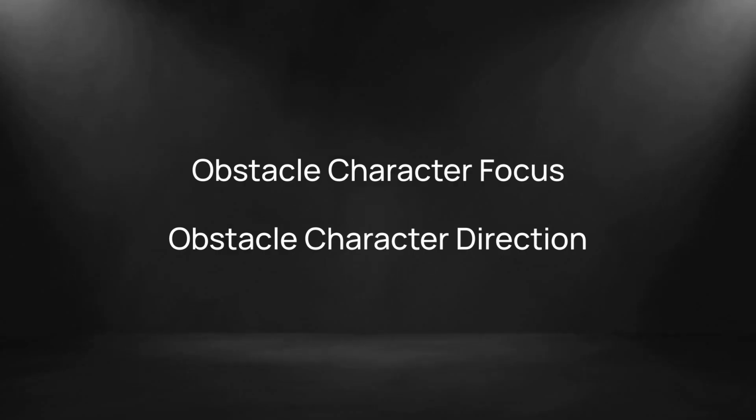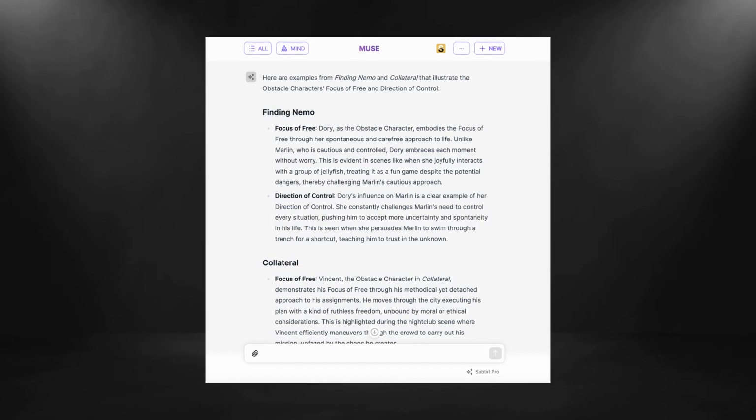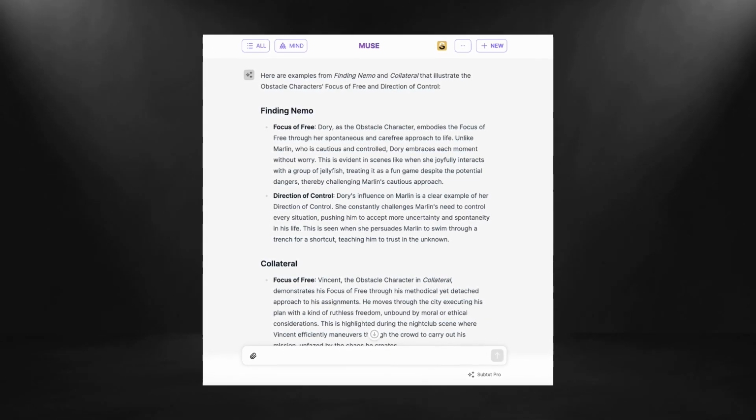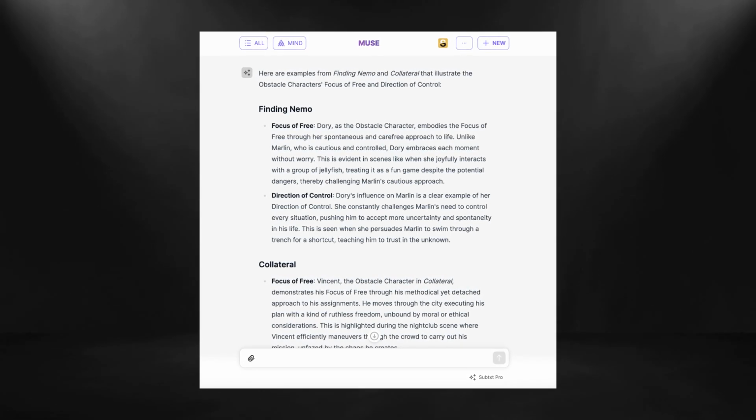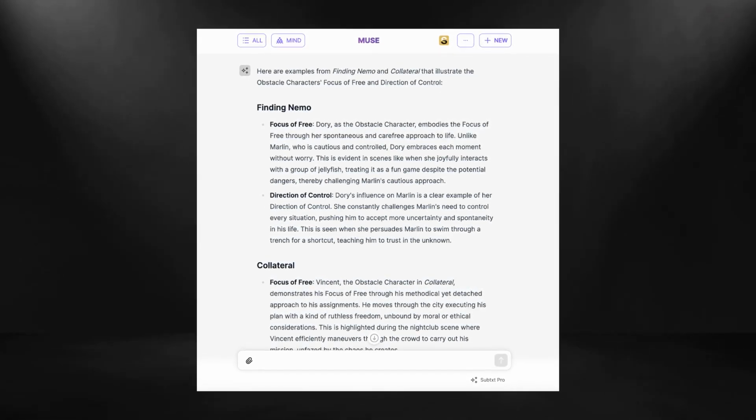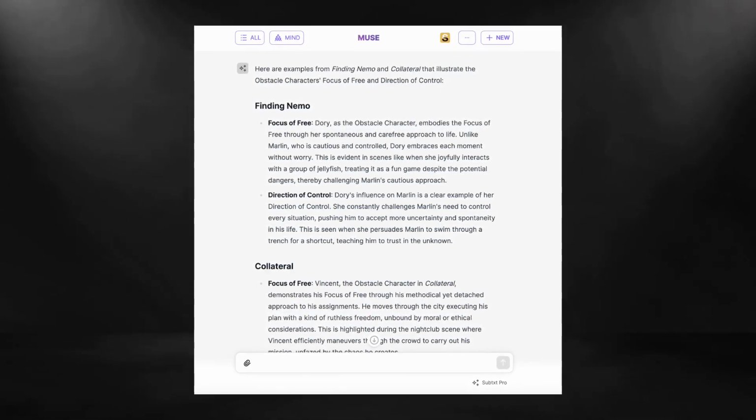In Subtext, we refer to the work that these obstacle characters are doing in the story as the obstacle character focus and the obstacle character direction. To help me with the preparation of this video, I reached out to Muse and asked if there were any examples from either Finding Nemo or Collateral that showcased the obstacle character focus of free and the direction of control. And this is what Muse came up with.